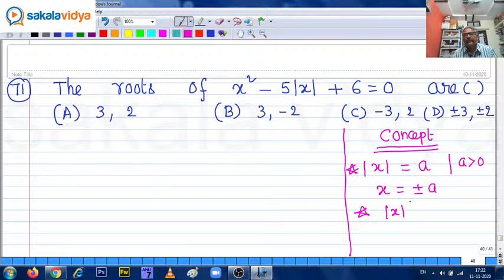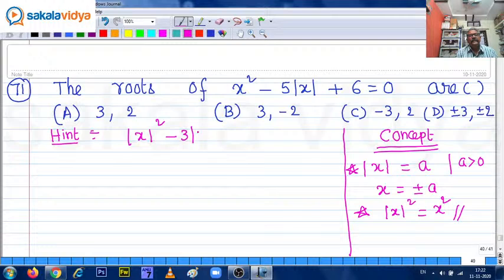And one more thing, mod x whole square is nothing but x square. So now this can be written like this. Hint: this x square can be replaced by mod x whole square, and minus 5 mod x can be written as minus 3 mod x minus 2 mod x plus 6 equals to 0.